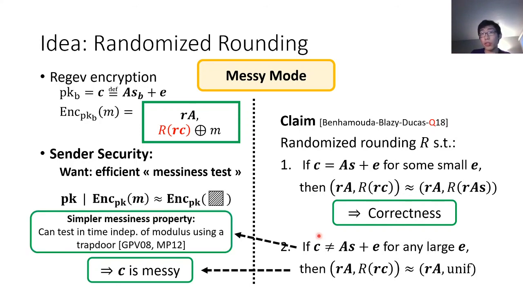It turns out that this property is a simpler messiness property than what has been used in prior work. In particular, using lattice trapdoor techniques, we can test it in time essentially independent of the modulus Q. So that's pretty much our construction. I lied a tiny bit: the correctness here is only approximate, so we have to amplify correctness somehow. So we lose a bit in efficiency here.